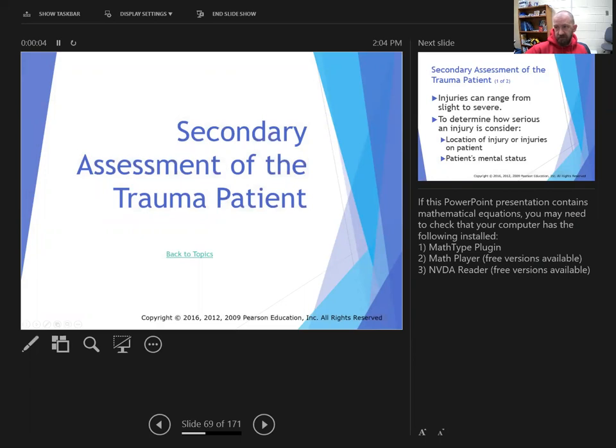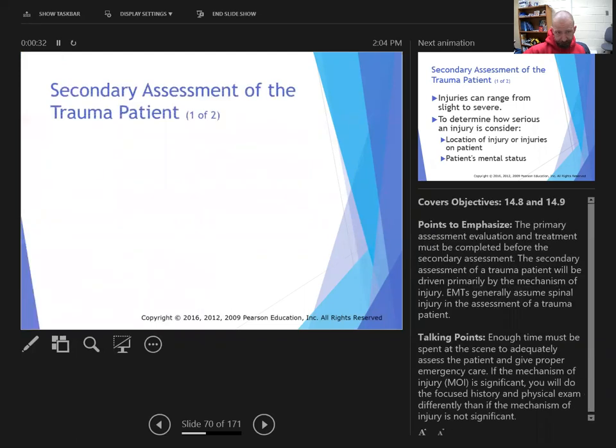So, secondary assessment of the trauma patient. Remember, we've already done our primary assessment, we've done our ABCs, we have figured out what our priority is going to be, at least to start. We've determined the patient's chief complaint. So we're working our way through, and again, this is for the trauma patient. So this is somebody that's been injured, and this is how we'll do our assessment of them.